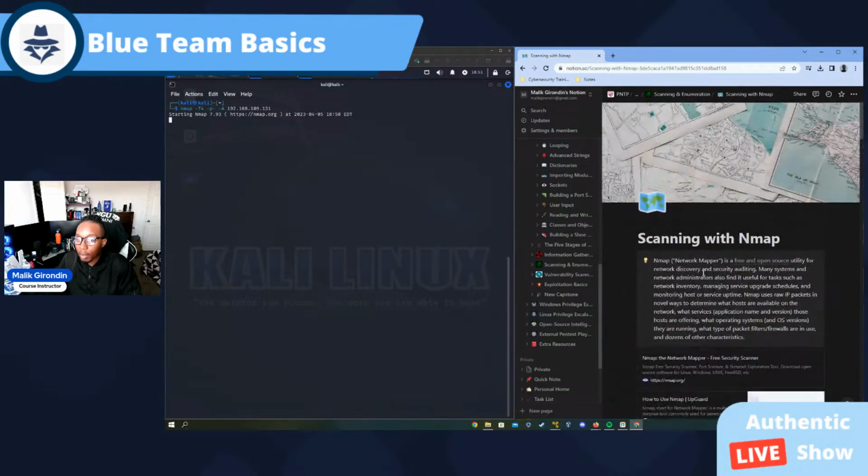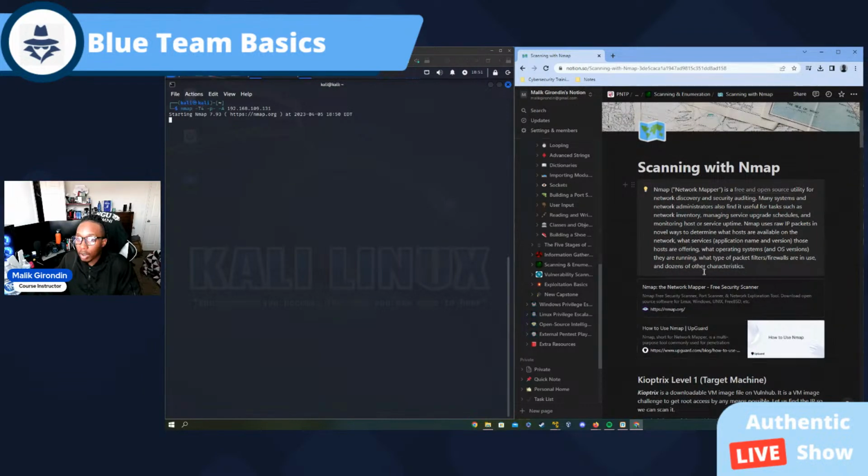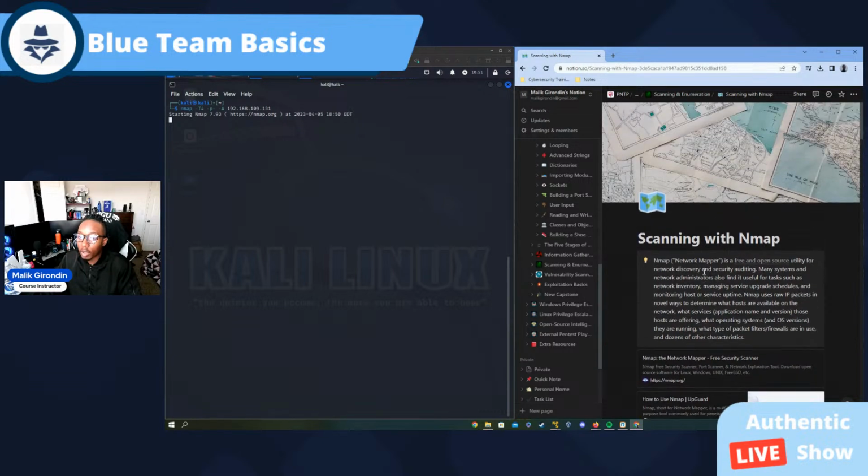So pretty much nmap is kind of similar to Nessus, it's going to do a quick network discovery. It's going to scan your network to see what some vulnerabilities are. I think Nessus is more of a vulnerability scan, but this will give you a quick discovery. Okay, what ports are running?